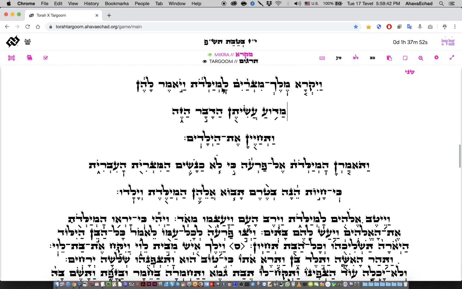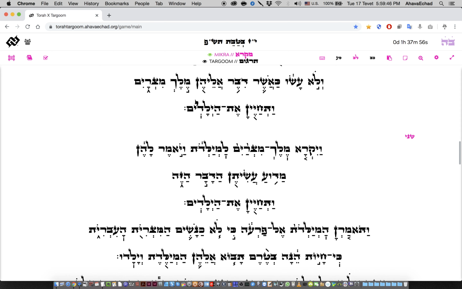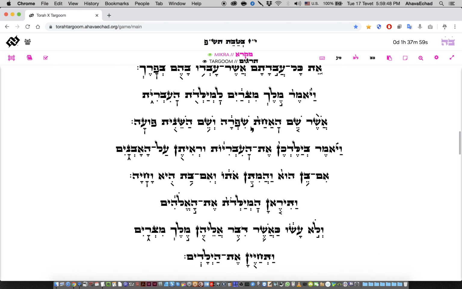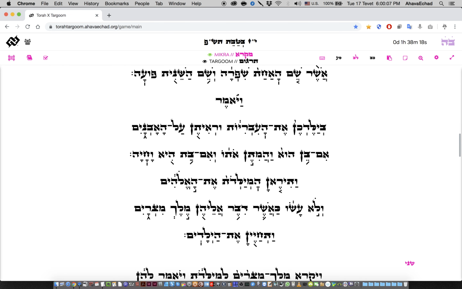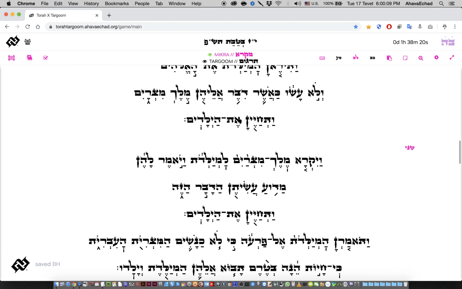So Vayikra Melech Mitzrayim LaMe'aldot Vayomer Lahen. So he called them over and he said to them, to the Me'aldot, and the sages revealed to us that Shifra and Pua is really Yocheved and Miriam. Yocheved, the mother of Aharon, Miriam, and Moshe, and Pua is Miriam herself. Vayomer. Right, okay.